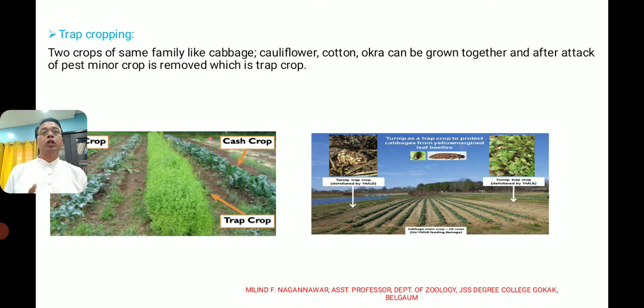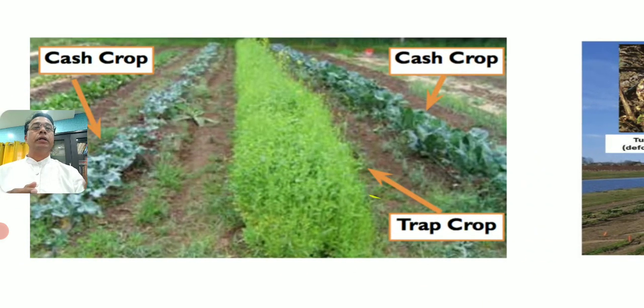Now, trap cropping is one of the physical methods, a very important method to trap the pests. Two crops of the same family, like cabbage, cauliflower, cotton, okra, can be grown together, and after the attack of pests, the minor crop, which is a trap, is removed. See here in this image, there are two side cash crops, and in between them there is a trap crop. Now, this trap crop attracts or lures the pest.